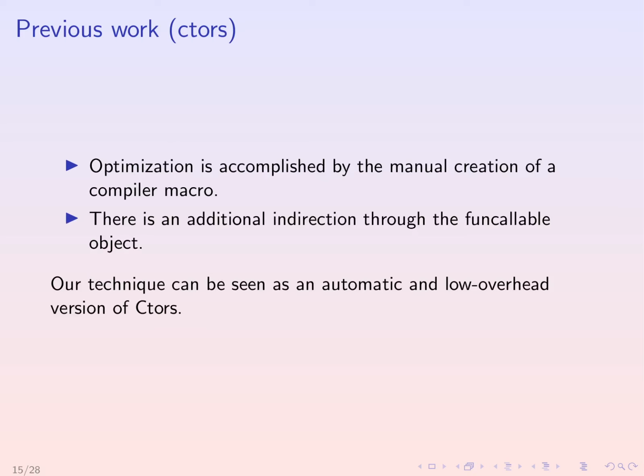So we can sum up the CTORs technique by saying that it's accomplished by the manual creation of a compiler macro. There actually has to be a definition of a compiler macro for this technique to work. And there is also an additional indirection through the funcallable object. In order for the callee to be called, first a call is made to the funcallable object, and then the funcallable object calls the actual code of the callee. And the technique that we present here can be seen as an automatic and low overhead version of CTORs.